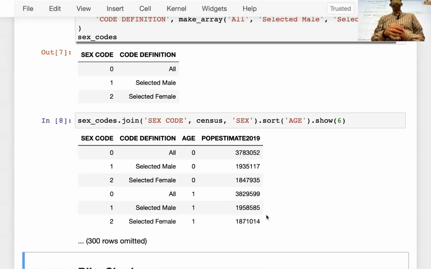Question? Okay, so question about group versus with columns.